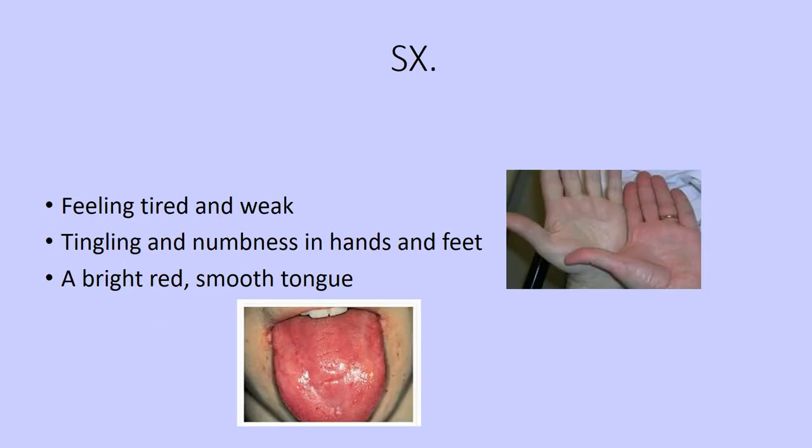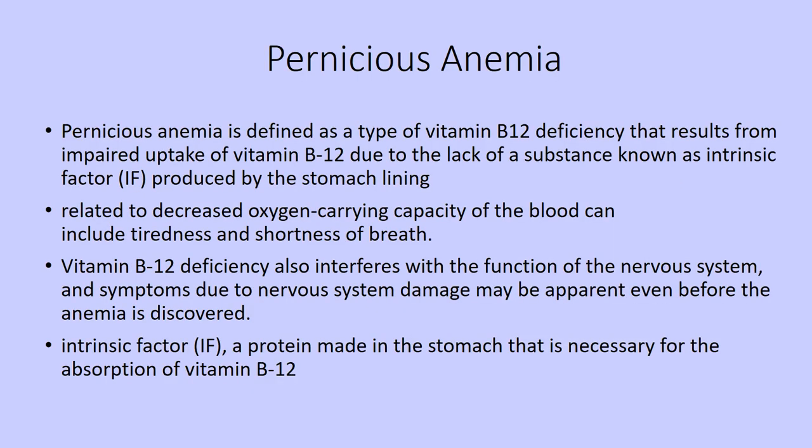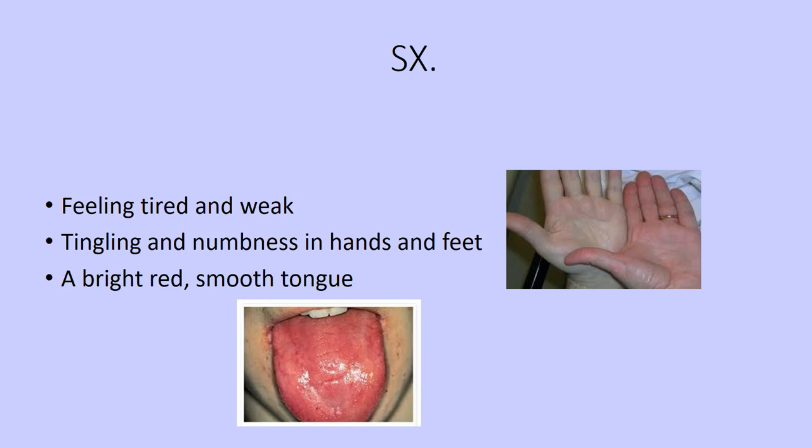Symptoms of pernicious anemia are feeling tired and weak, tingling and numbness in the hands and the feet, and a bright red smooth tongue. And that kind of makes sense. If you're not absorbing B12, then you're going to be lacking it. And again, this is what is used to actually carry oxygen. It's to help with the iron and the folate. So again, like I said, if you're missing this, then you're going to be tired and weak because of the anemia.